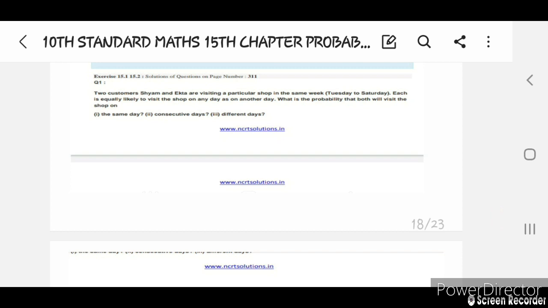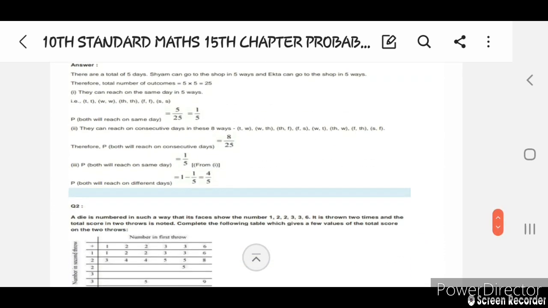Each is equally likely to visit that shop on any day, regularly. What is the probability that both will visit the shop on the same day? Total number of outcomes over 5 days: 5 into 5, so 25 will be there.